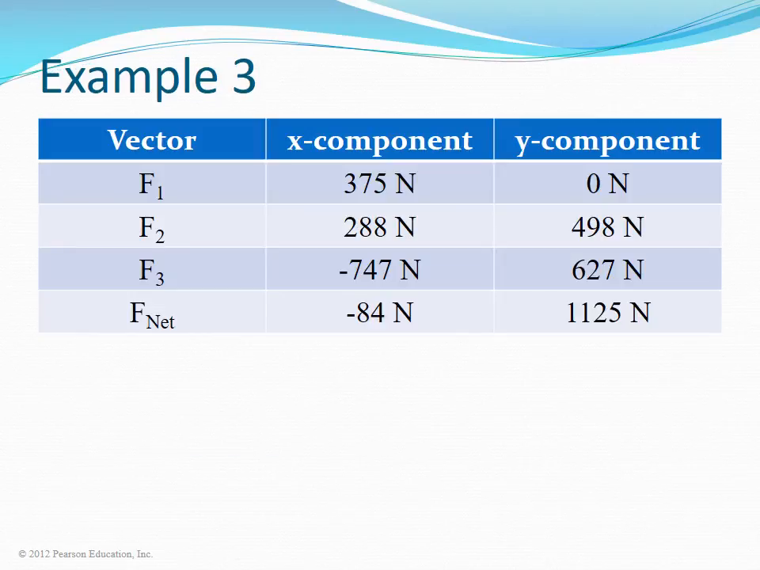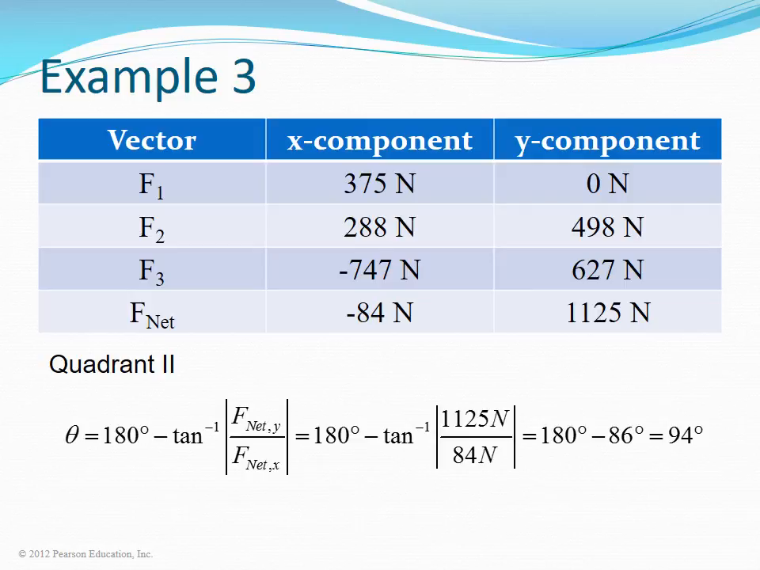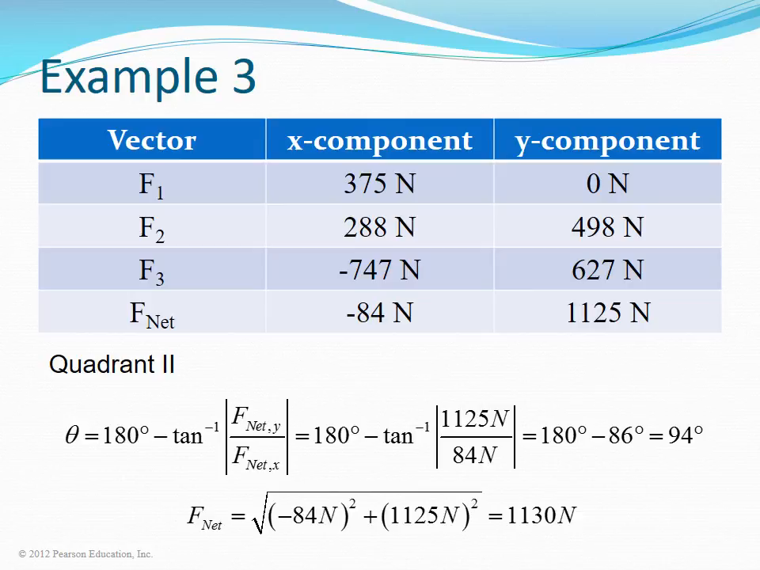We sum the x components and get the x component of the net force as minus 84 newtons. The sum of the y components gives the y component of the net force as 1,125 newtons. Since x is negative and y is positive, the vector is in the second quadrant. The standard angle is 180 degrees minus the helper angle, or 94 degrees. The Pythagorean theorem gives the magnitude of the resultant vector, or 1,130 newtons.